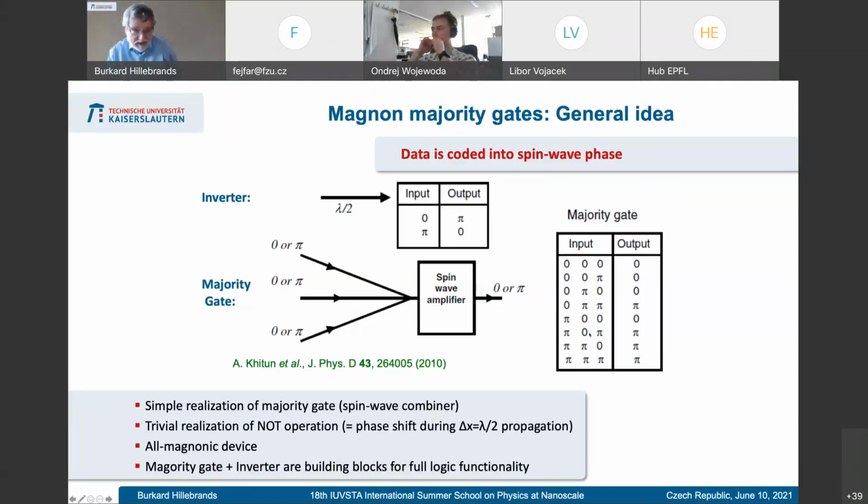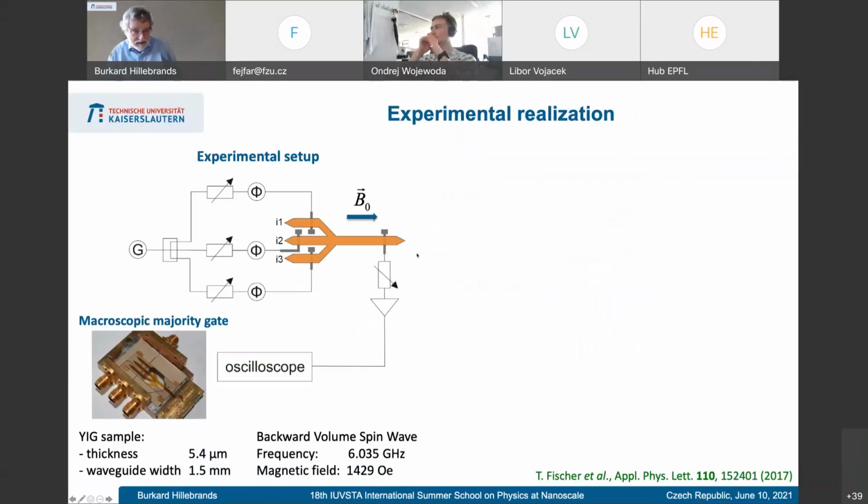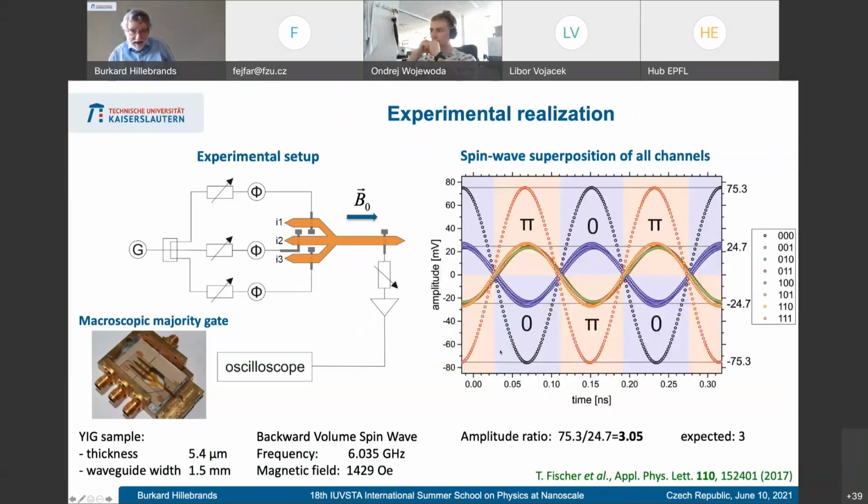And such a thing can be very easily built just by having 3 waveguides, which are then combined, and then we can measure the output phase. And that is a lot of data which Tobias Fischer in my group has measured. And what he finds here for the output signal, this is all experimental data, is exactly the functionality of a logic gate.